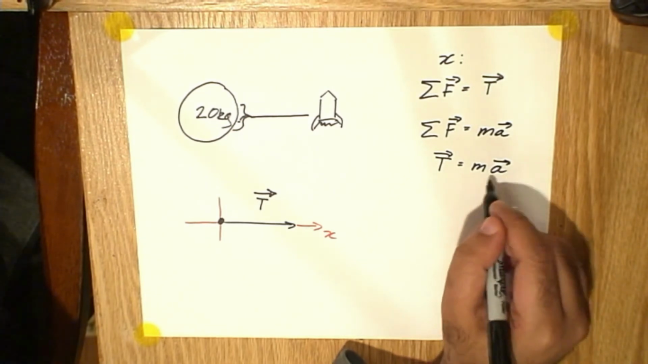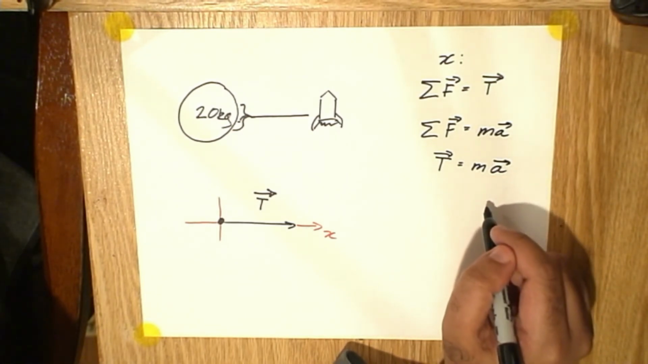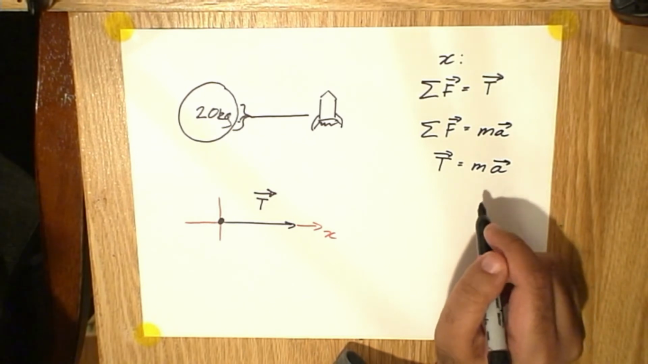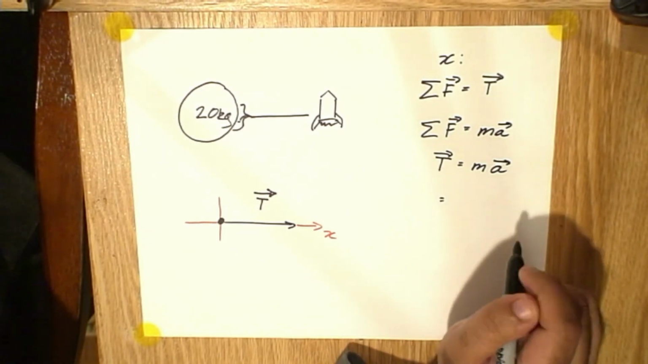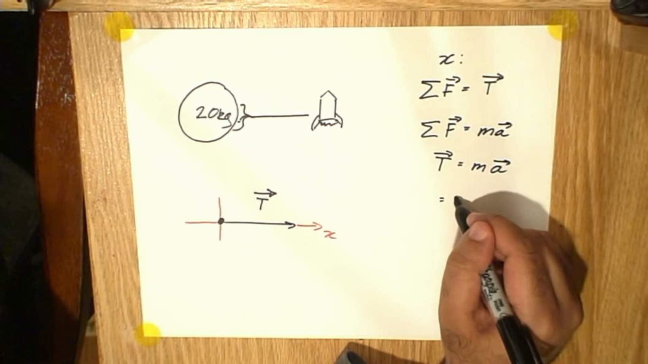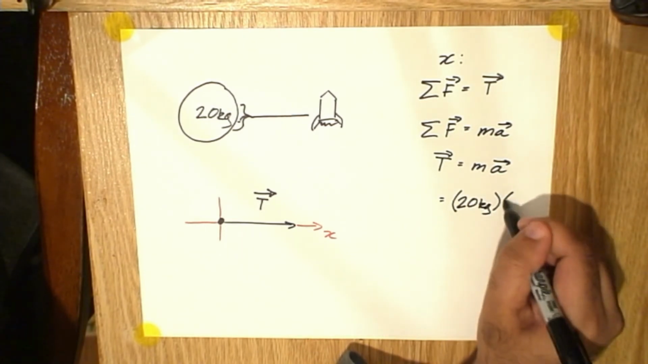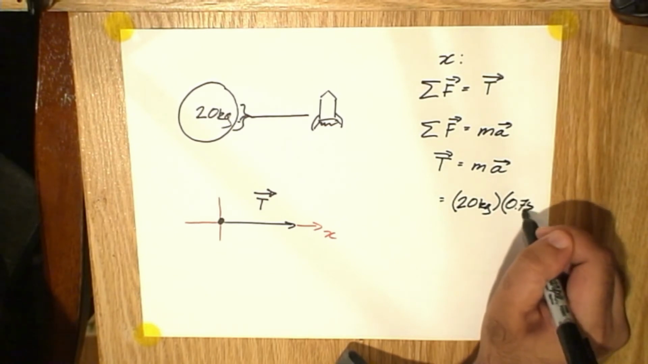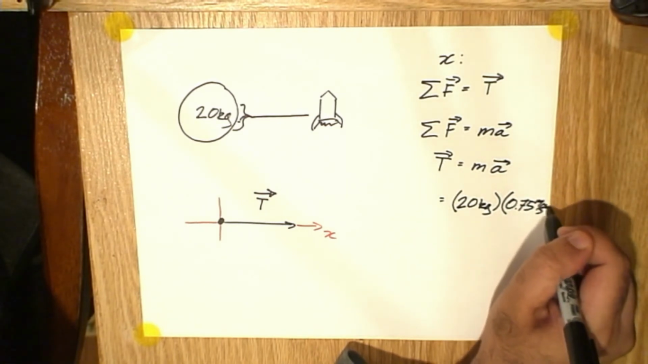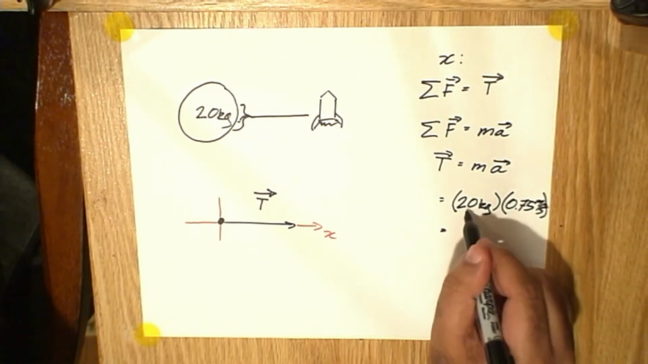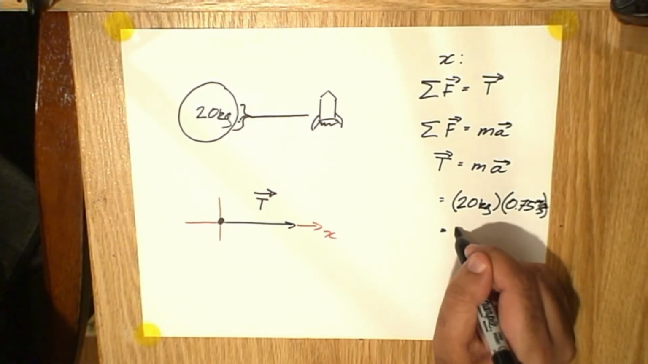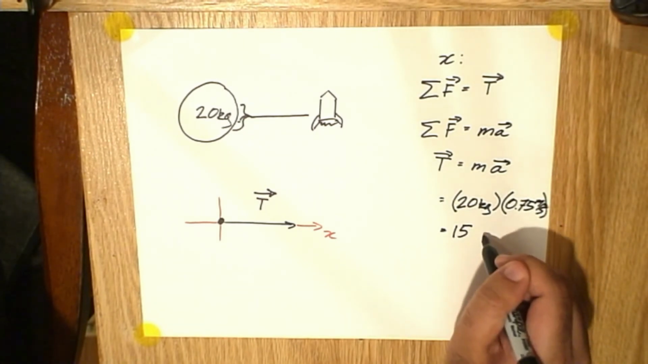The acceleration, we were told, was 0.75 meters per second squared. And we were looking for the size of the tension force. So the mass is 20 kilograms. The acceleration is 0.75 meters per second squared. So 20 times 0.75, that'll give us 15 newtons.